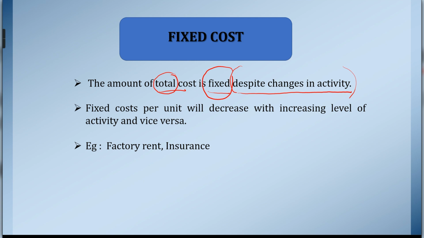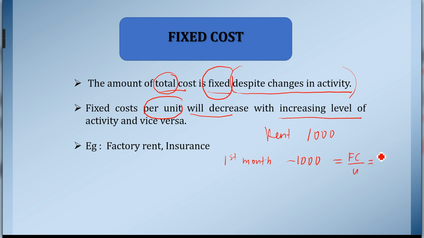Okay, so that is if you are talking about the total of fixed cost. Tapi kalau we are talking about the fixed cost per unit, kalau per unit, yang ini dia berbeza sikit sebab dia akan decrease bila level of activity increase. Okay, so I bagi contoh, let's say the rent here is 1,000. So kalau first month, your level of activity is 1,000. So your fixed cost per unit will be 1,000 divided by 1,000 unit. That is 1.